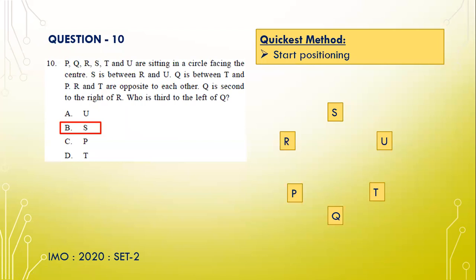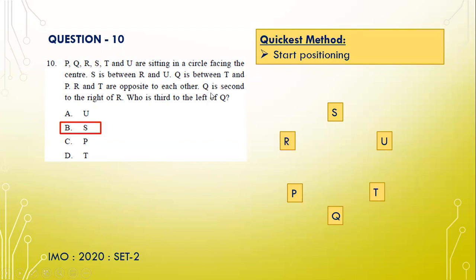P, Q, R, S, T, and U are sitting in a circle facing the center. S is between R and U. So again, for questions like this, start positioning. Q is between T and P. And R and T are opposite of each other.